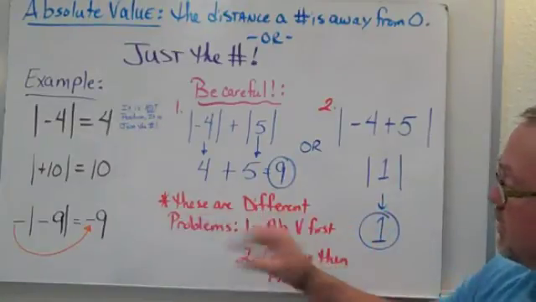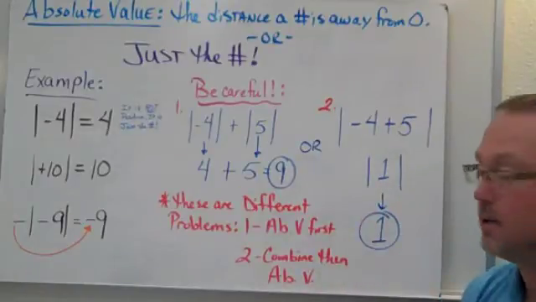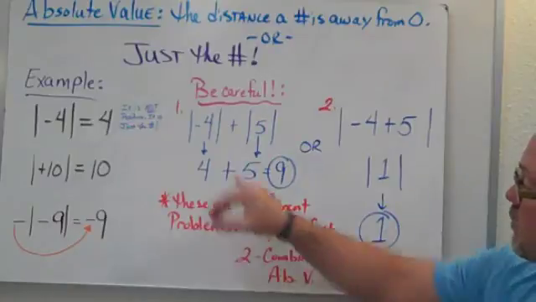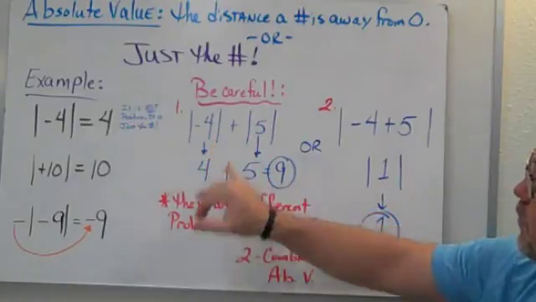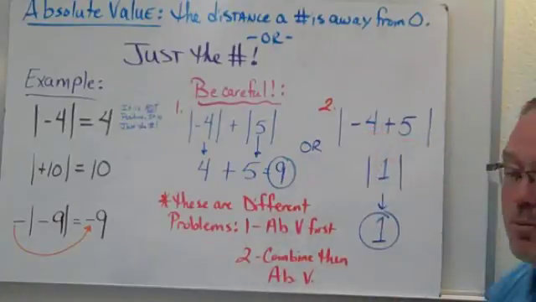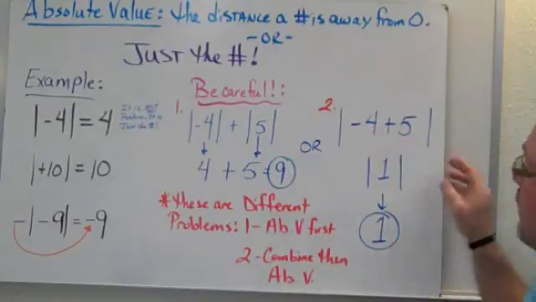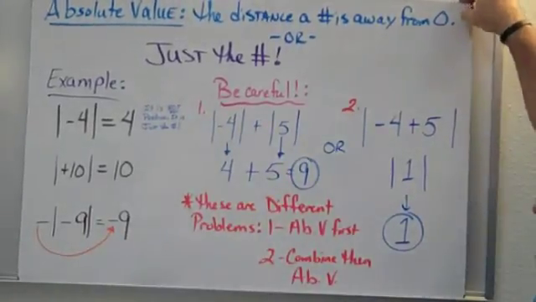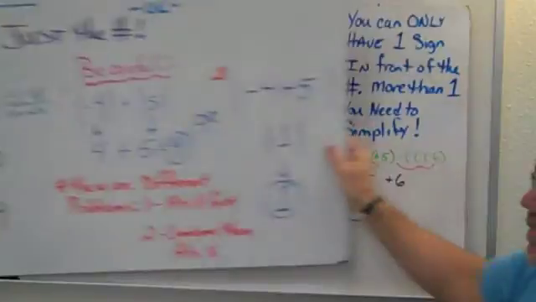So there are different problems in how you attack them and what the answer is going to be. If you get the first one, you have to do the absolute value first. Second one, you have to do what's inside. So in a way, you can kind of think of these as parentheses, and then take care of that as well. So that is absolute value. Again, don't let it get too confusing with what we're doing.